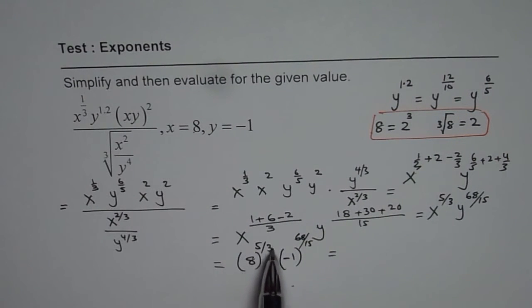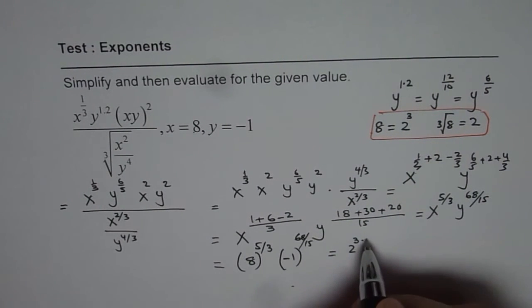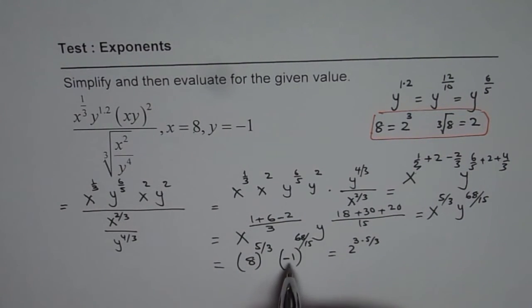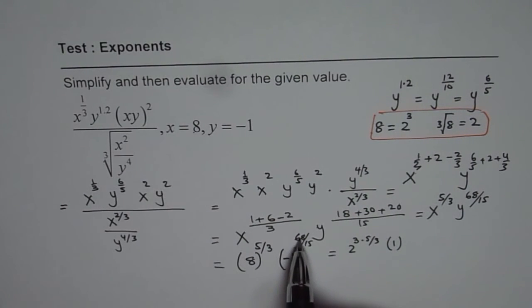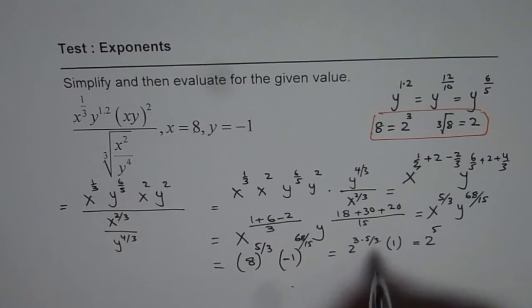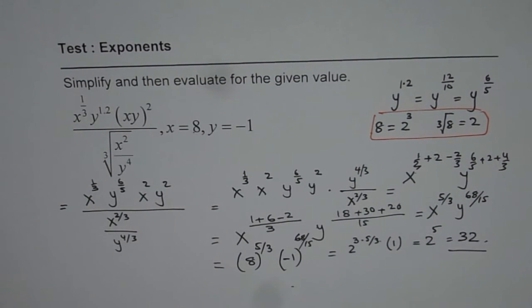Now 8 to the power of 5/3, as I showed you, 8 could be written as 2 cubed, so we have 2 cubed to the power of 5/3. And minus 1, this is an even power, so it will give me plus 1. If we have an even power, then we get plus 1. So we get 2 to the power of 5 when we simplify this, which is 32. So 32 is our answer for the given expression. I hope that helps. Thank you.